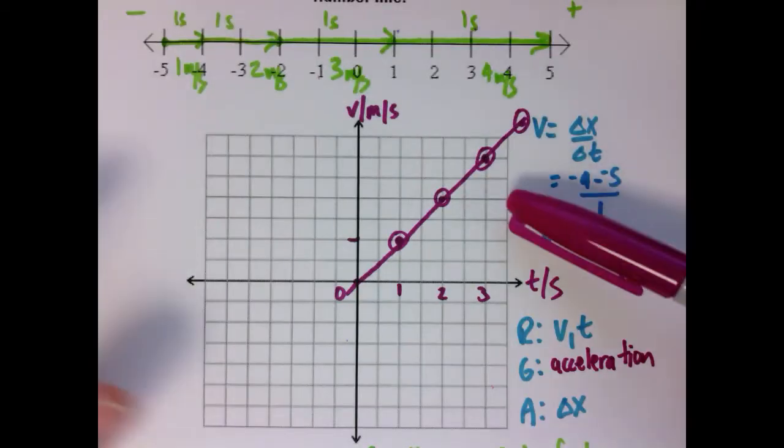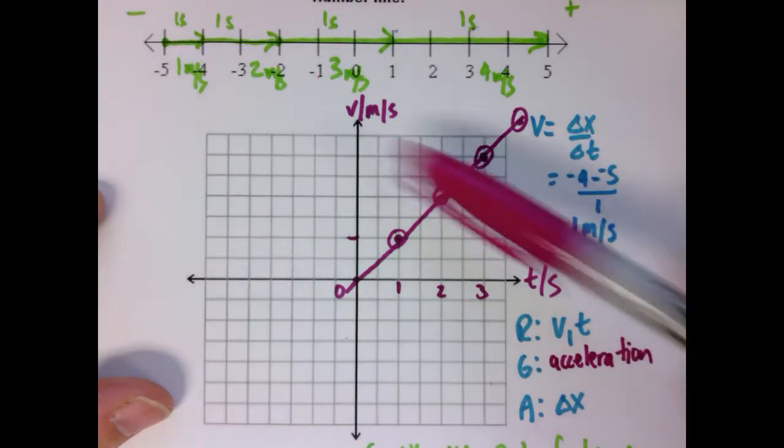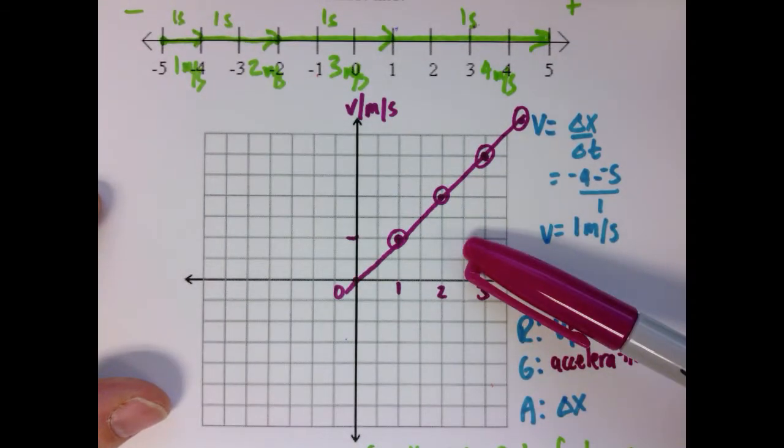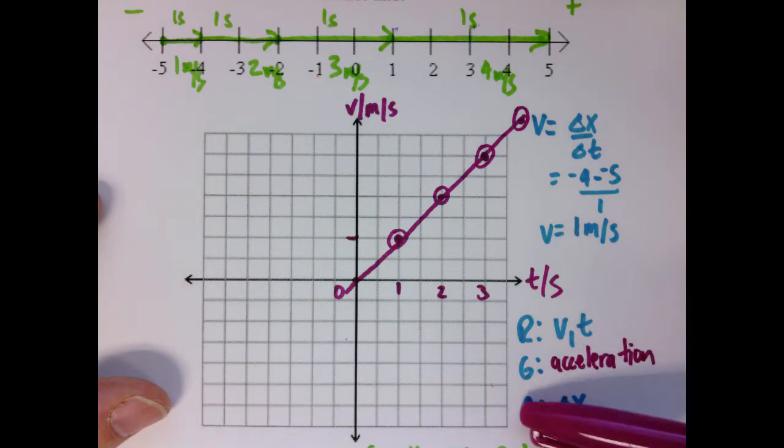So a lot of information on a velocity time graph. We can get the velocity and time values. The area will give us the displacement, and the gradient will give us the acceleration.